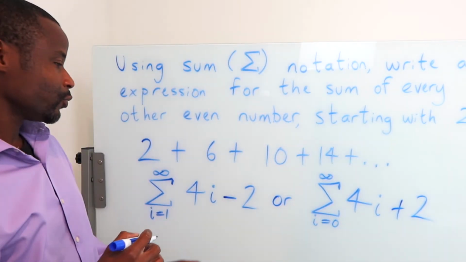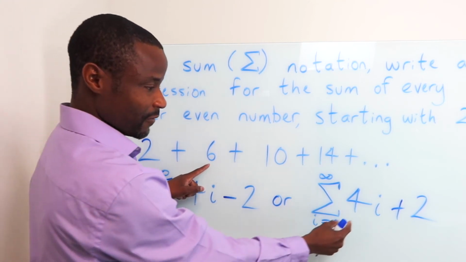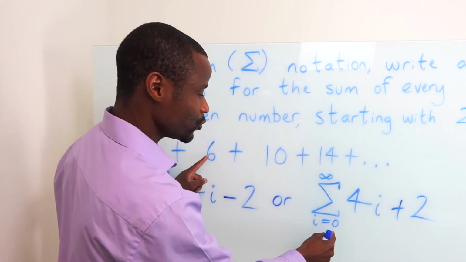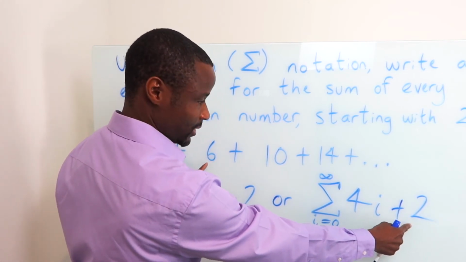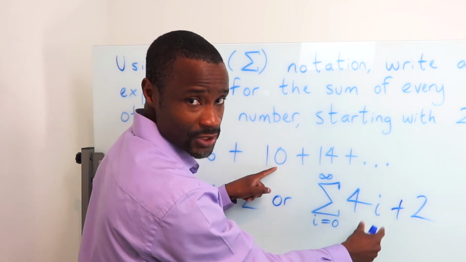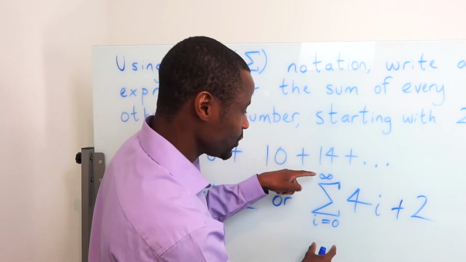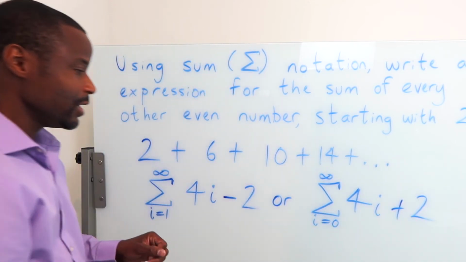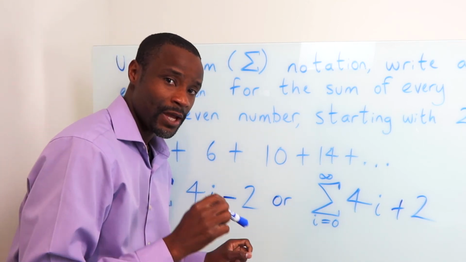So let's see. It works for the first: 0 plus 2. How about the 6? We've already used 0, so we're going to move on to i equals 1. So 4 times 1 is 4. Add 2, you get 6. It does work. 4 times 2 is 8. Add 2, you get 10. 4 times 3 is 12. Add 2, you get 14. So this always works.